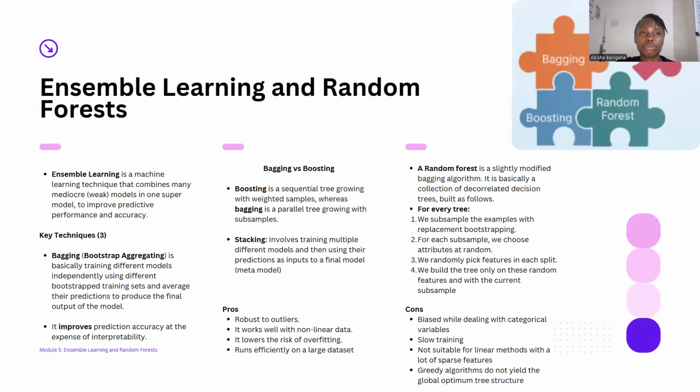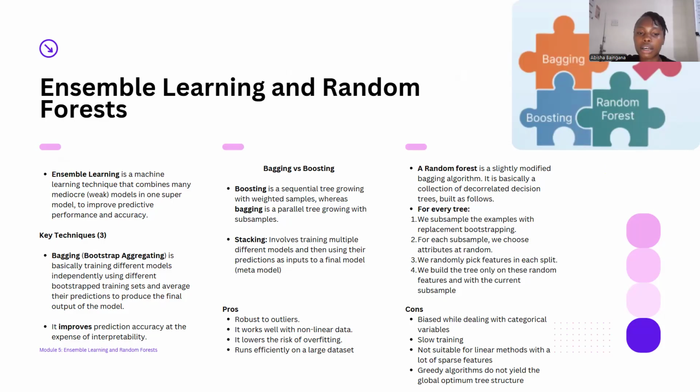Moving on to the 5th module, which was Ensemble Learning and Random Forests. We have to know what Ensemble Learning is, and this is a machine learning technique that combines many mediocre models to come up with one supermodel that is able to improve predictive performance and accuracy, which a single model cannot do. Ensemble learning has 3 major techniques, which are bagging, boosting, and stacking.